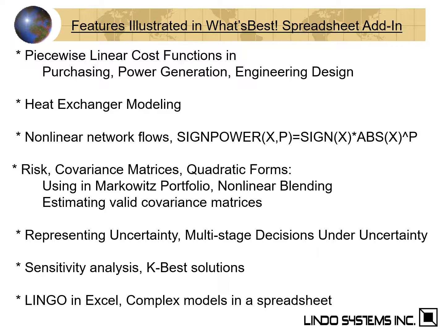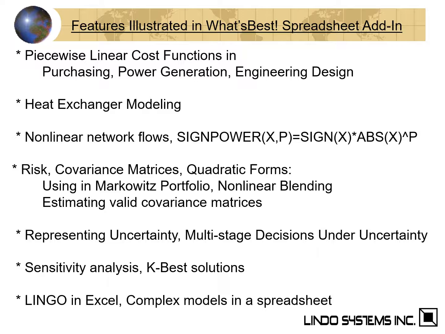There's a function called the sine power function, which is useful in those situations. If you're interested in finance kinds of applications, we'll be talking about risk and covariance matrices. These arise when you're looking at Markowitz portfolios. They also arise in petroleum if you're interested in nonlinear blending, where, say, if you want to approximate the octane and you're willing to use a quadratic approximation, you can do that quite easily in either What's Best or LINGO. And then estimating valid covariance matrices.